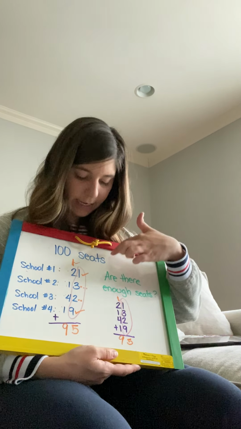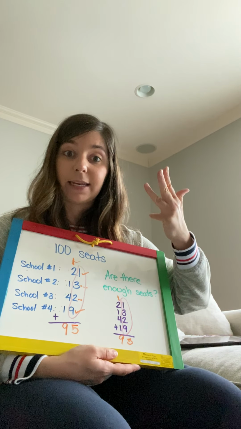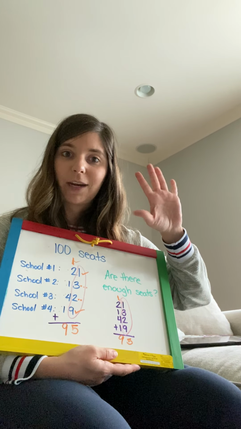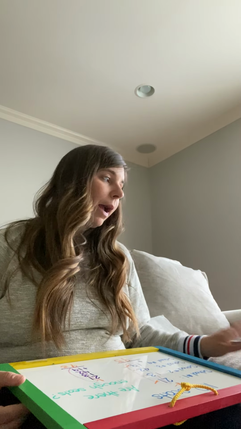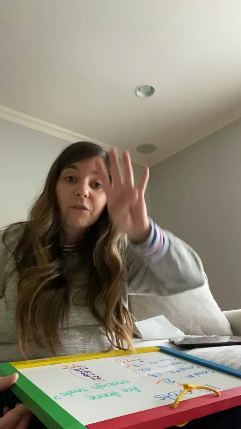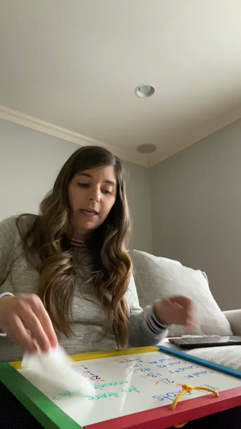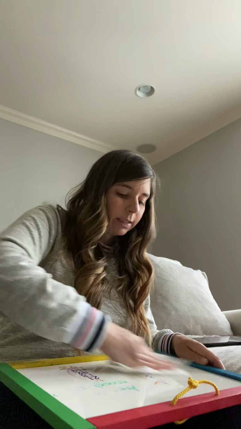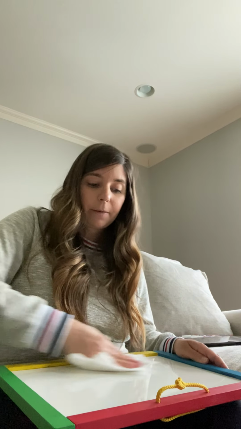95 plus how many gets you to 100? 95, 96, 97, 98, 99, 100. There would be 5 seats left over. That's right. Okay. You just worked with an addition problem with 4 addends. Remember, an addend is the numbers that you add up in order to get your answer or your sum.